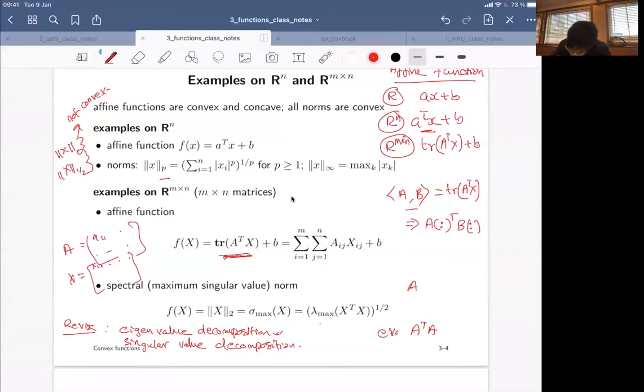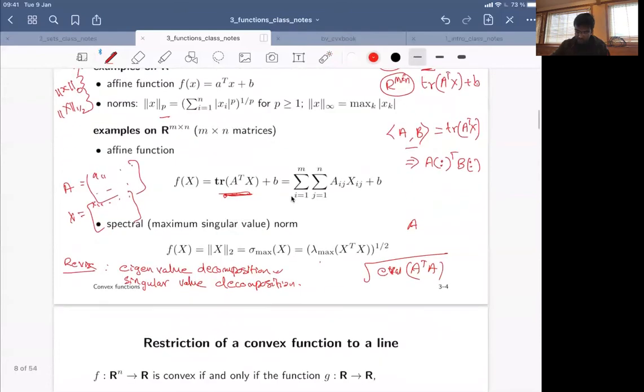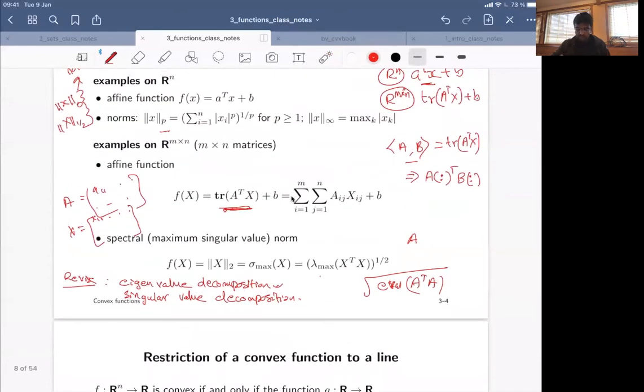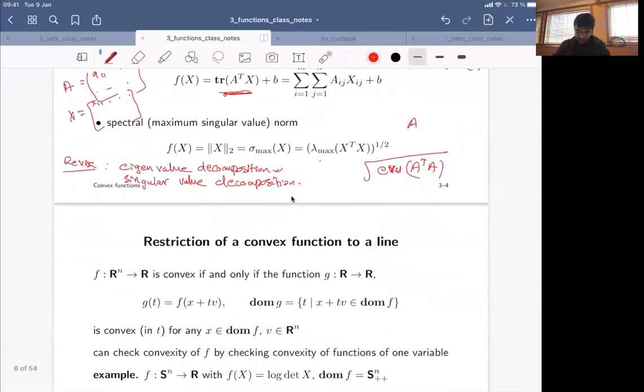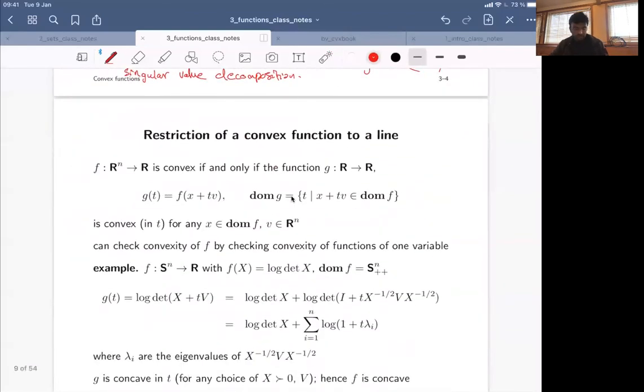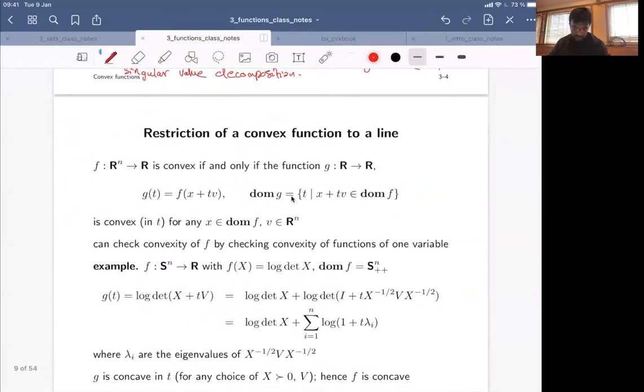I just write eigenvalue, and just take the square root, then you will get the singular value. So you should be aware of what an eigenvalue and singular values are. Now we move up to the next section.